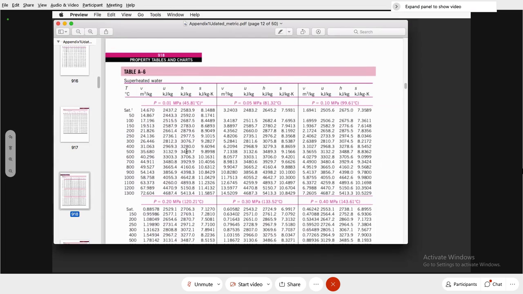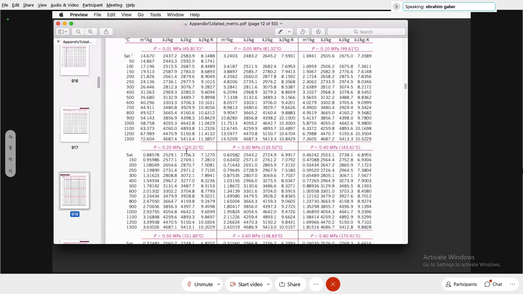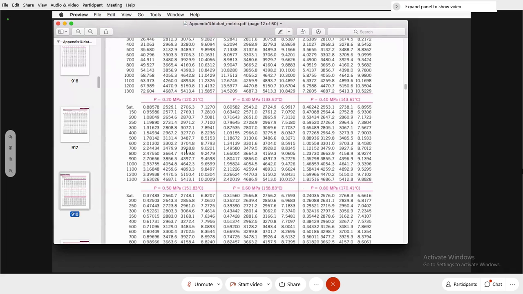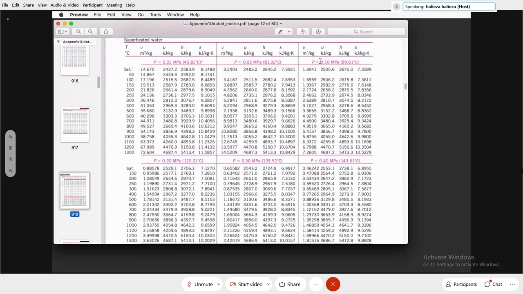0.1. 0.1, isn't it? Where is 0.1? That's 0.1. Okay? How do you know that value is 1 atm? 0.1 megapascal. Because when we convert the pressure from megapascal, you will get 0.1. Okay, thank you very much.